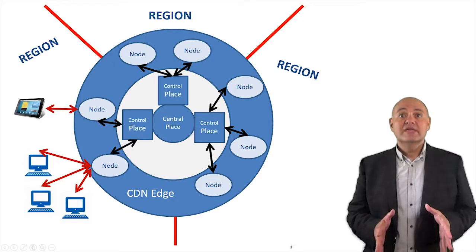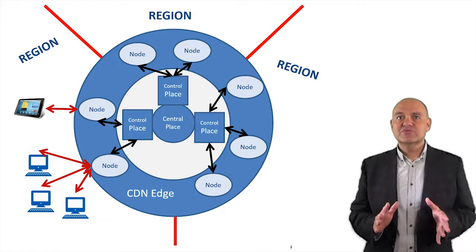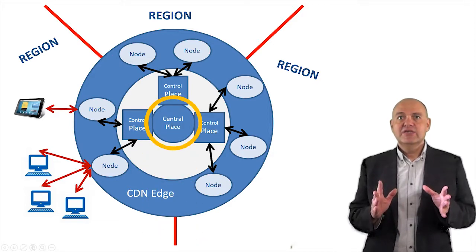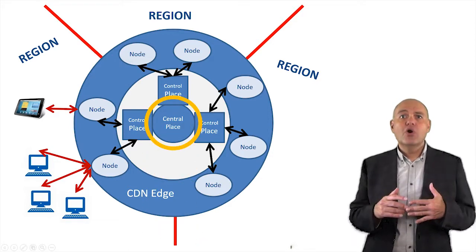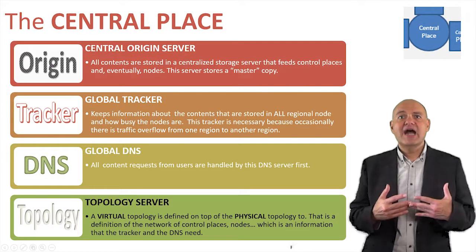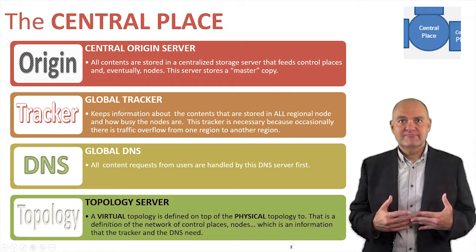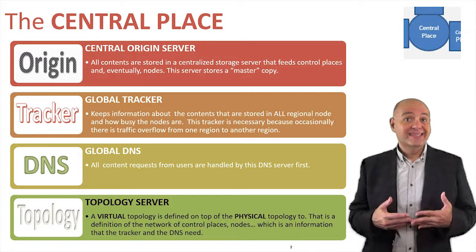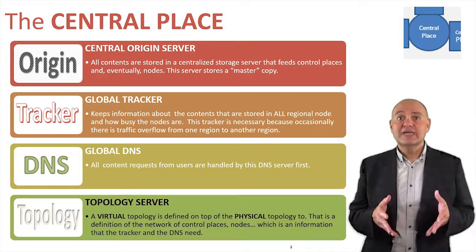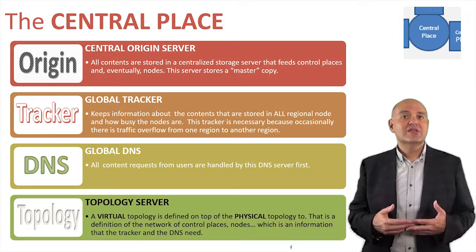To end with, let's make a short reference to the central place, which is the site in which all regional control sites are orchestrated. Origin, tracker, DNS, and topology servers are devoted to support the activity of regional control sites.